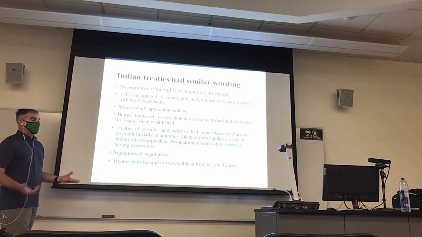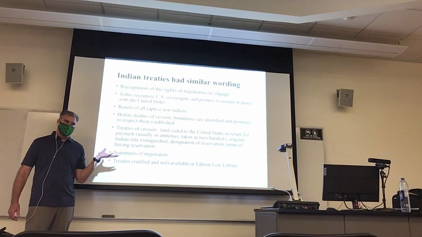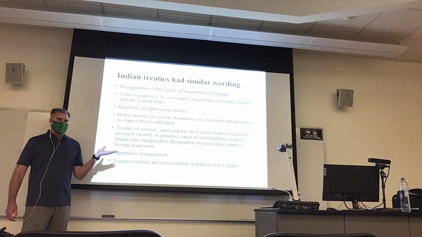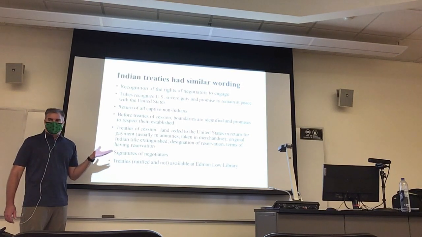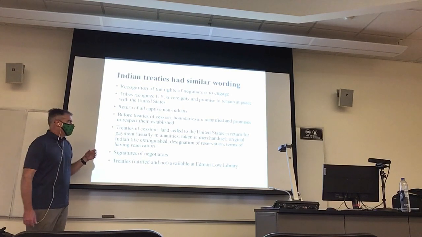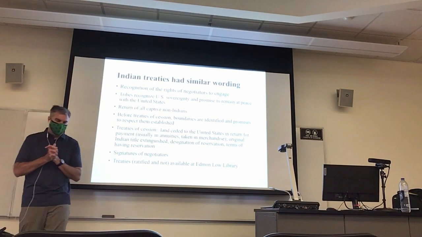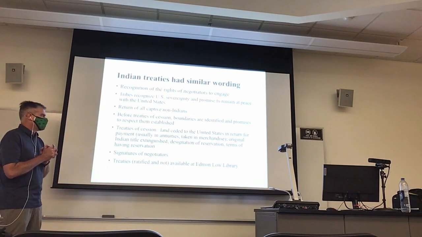Okay? In other words, allotment, which we'll often say began in 1887 in earnest, allotment had been around a lot longer. The idea of allotment had been around a lot longer than 1887, or at least 1883, or whenever the Dawes Commission got moving.